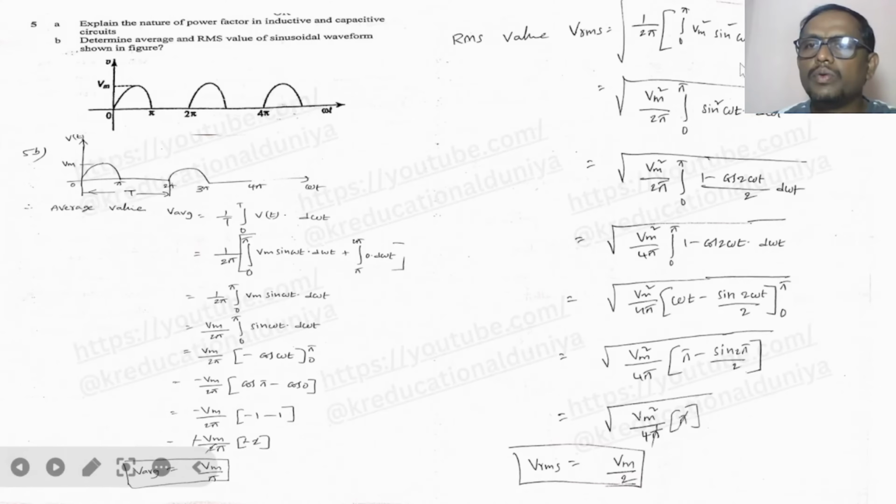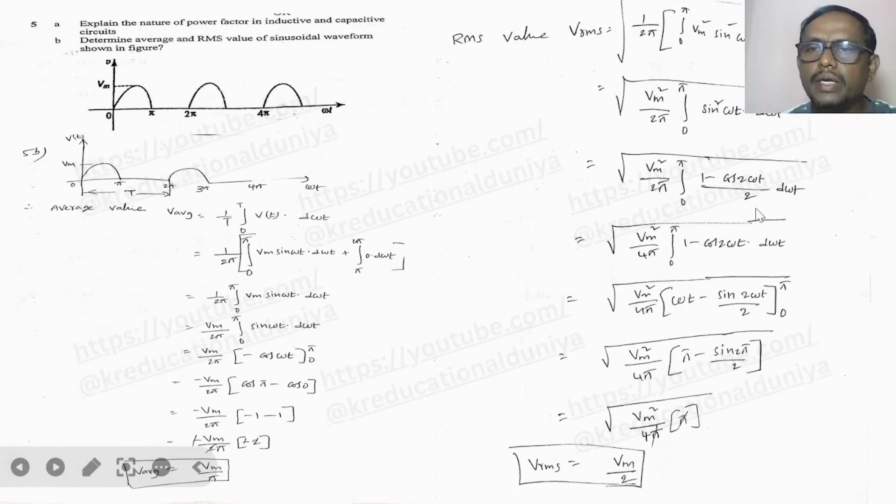This 0 square d omega t term will become 0, so no need to write this one, as there is no waveform from pi to 2 pi. So here under root Vm square by 2 pi integral 0 to pi sine square omega t d omega t. After that, what is sine square omega t? 1 minus cos 2 omega t by 2, into d omega t.